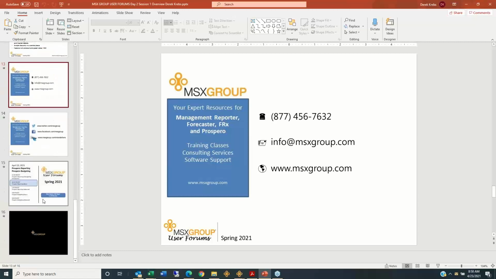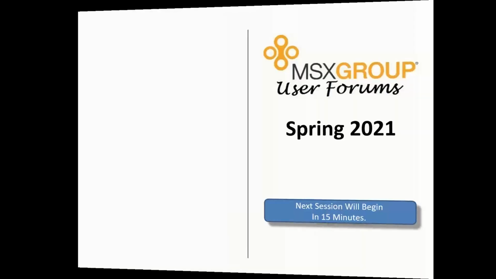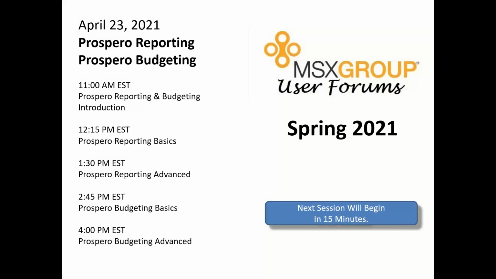You know, Derek, we did have a whole day yesterday on Management Reporter and Forecaster. We have a lot of similarities in Prospero, making it pretty easy for a transition from those products to Prospero. The development path that we followed for Prospero was taking the features that we loved from those products, including FRX as well, and putting them into Prospero. So if you're currently one of the users of Management Reporter, Forecaster or FRX, you'll see a lot of similarities and an easy transition.